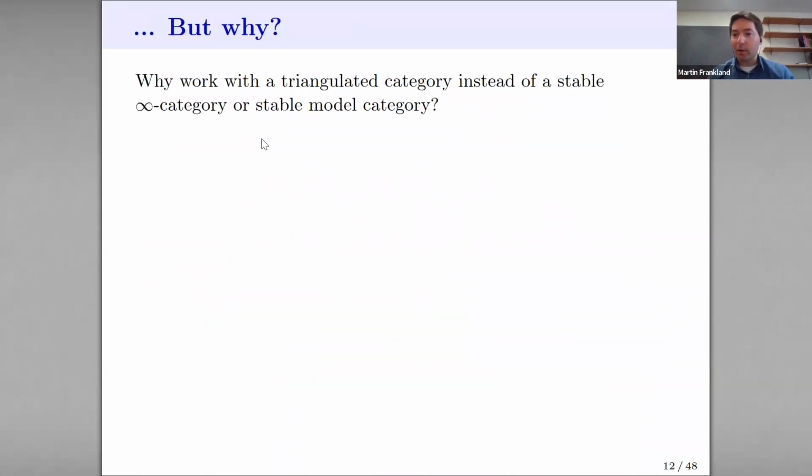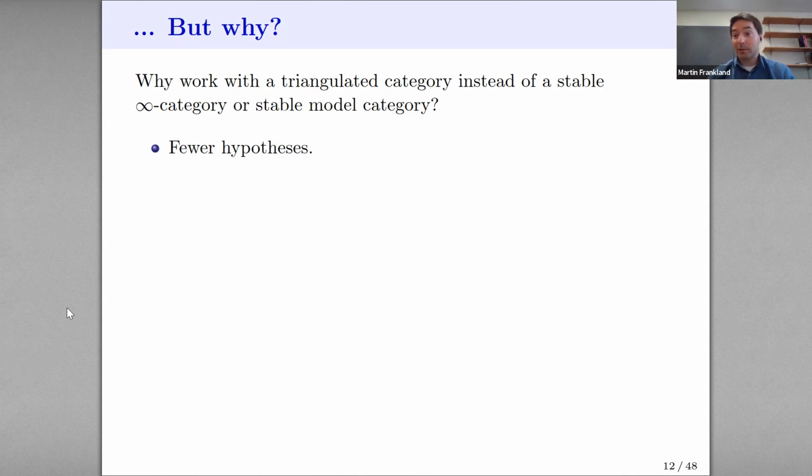Now let's do a bit of philosophy for a second. I'm guessing that in this audience, there's some sympathy for triangulated categories, but in the homotopy theory community, that is a controversial issue. So let me address it head on. Why would I work in a triangulated category instead of, say, a stable infinity category, or maybe a stable model category that covers most examples arising in nature? So let me give you a few reasons you might want to do that.